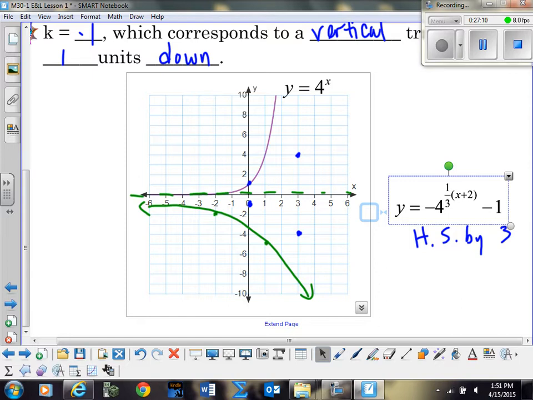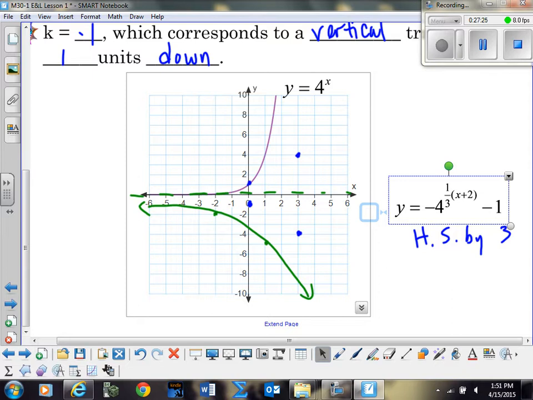So the characteristics of this graph: domain would be real, range would be less than -1. And the x-intercept is none.